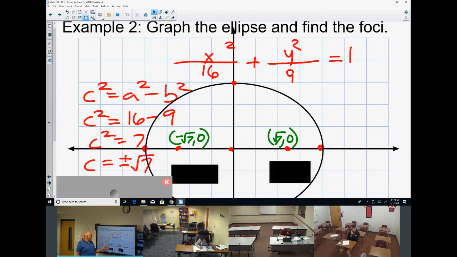And so let's say if the center was at 1, 3, then you would add radical 7 to the 1. So it'd be 1 minus radical 7, 1 plus radical 7. Okay? If your ellipse is vertical, then you add and subtract from the y value. Okay? All right, so let's see if you can do practice 2.